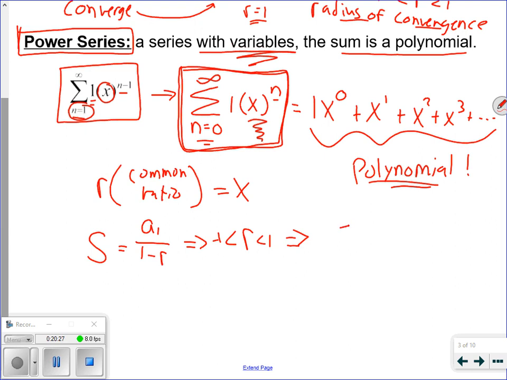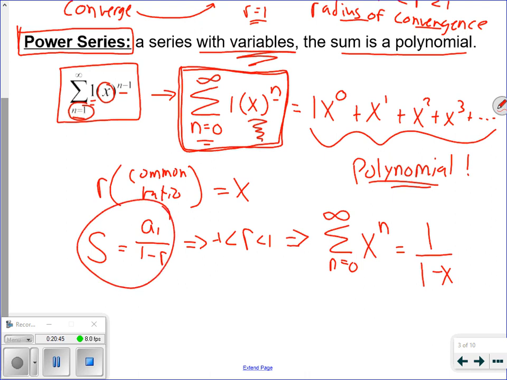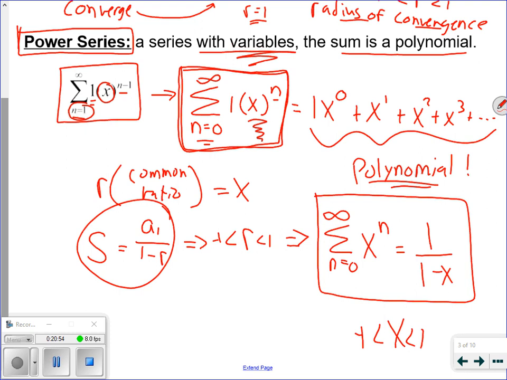So what we're going to say is this is true, that the summation n equals 0 to infinity of 1 times x to the n is actually equivalent to 1 over 1 minus x. And this is only true whenever x is between -1 and 1. It is a power series. It is a geometric series, and it is going to be equivalent to 1 over 1 minus x only if x is in between -1 and 1. So this is a huge formula that we are going to have to know.